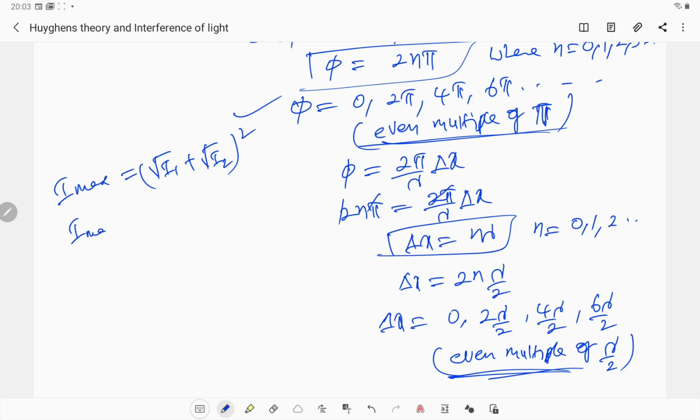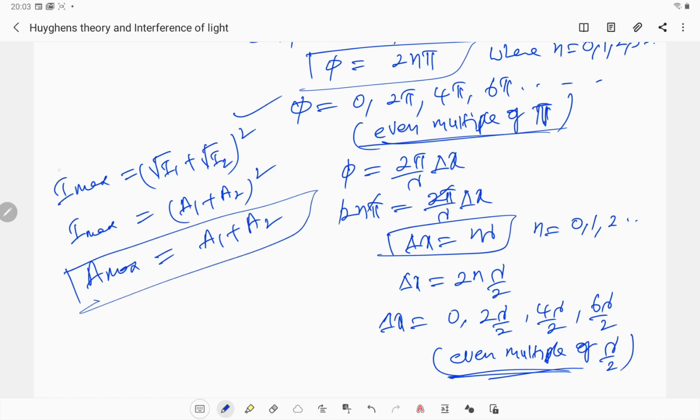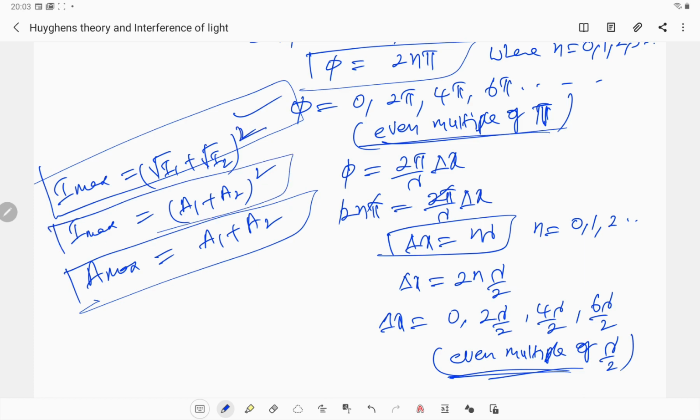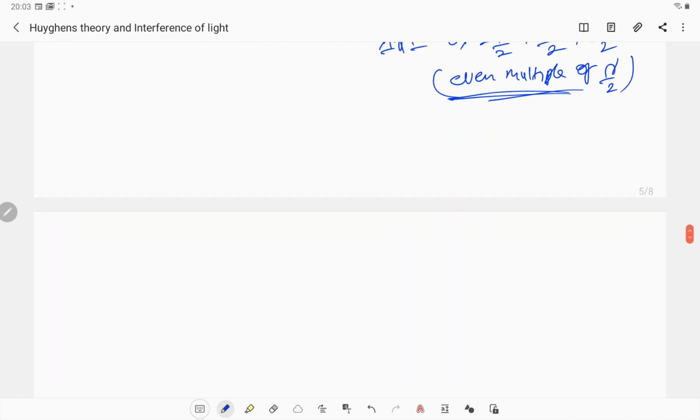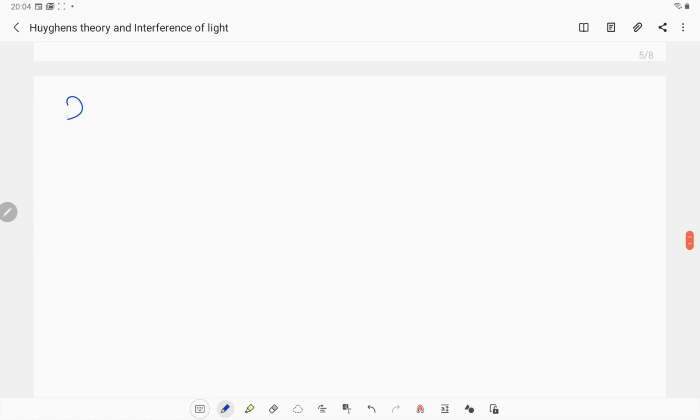We can also write the maximum intensity in terms of amplitude. This becomes A1 plus A2 whole square. Intensity maximum means amplitude is also maximum. Therefore, maximum amplitude A max is equal to A1 plus A2. This is the maximum amplitude, and this is the maximum intensity: root I1 plus root I2 whole square, or A1 plus A2 whole square, and maximum amplitude A1 plus A2. This is about constructive interference. Now, what about destructive interference?